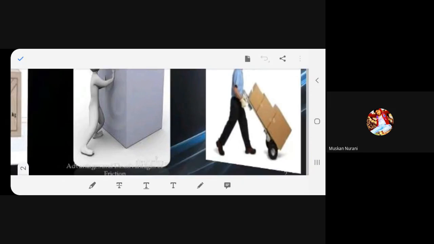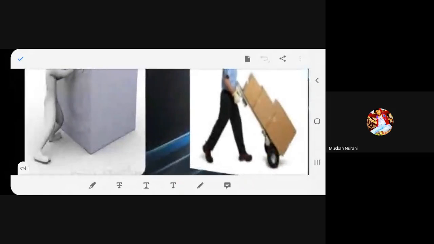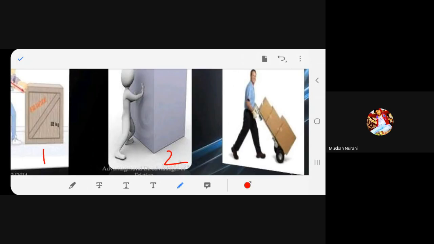This has got a trolley. Can you see this? It has got rollers. Can you observe the difference? Okay. So what is happening over here? The effort is less. The force applied in this is 1, this is 2, and this is 3.